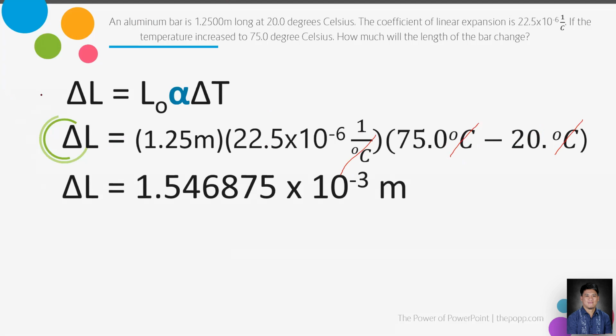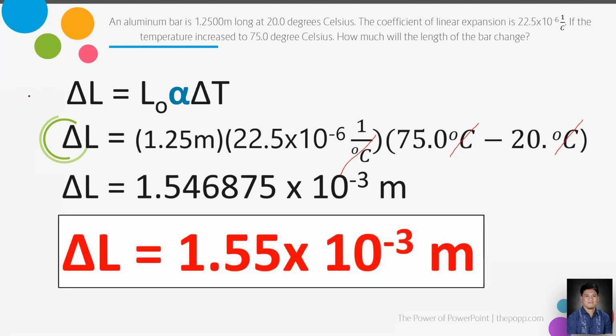Next, since the least number of significant figures is 3, we will round this to 3 significant figures, and that is equal to 1.55 times 10 to the power of negative 3 meters. And that is the change in length, or the length of the bar as it was being changed. So that is for letter A.